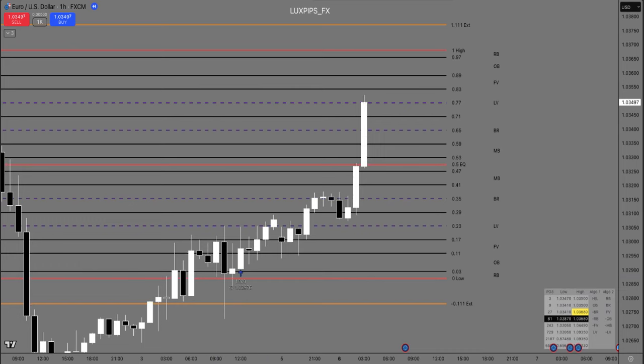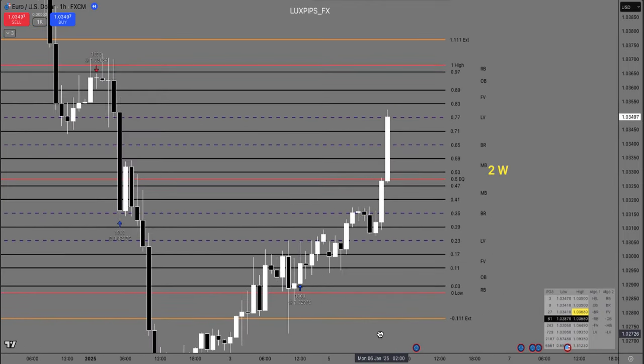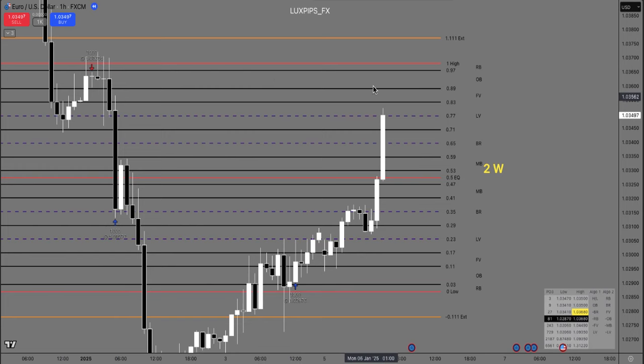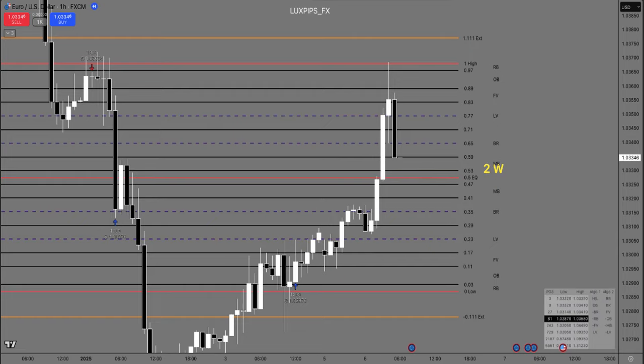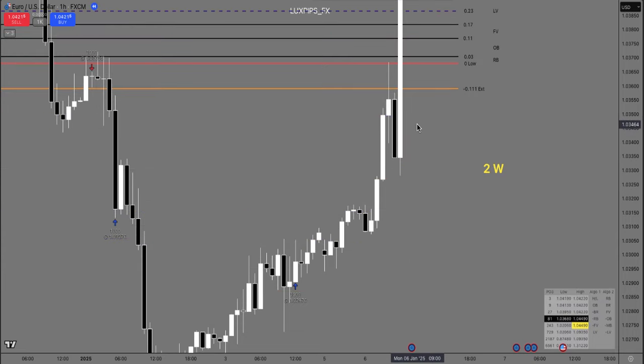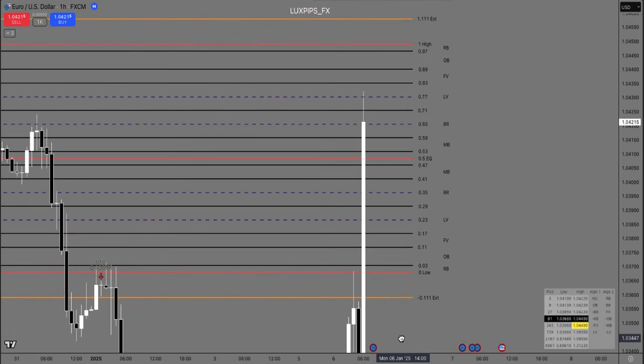But this is 2 wins right here, right? You can see what price does. That's it. Complete the market maker buy model. That's like I did right here. Came up to the high and rejected. And see what happens after. Okay, so it went to a new dealing range.